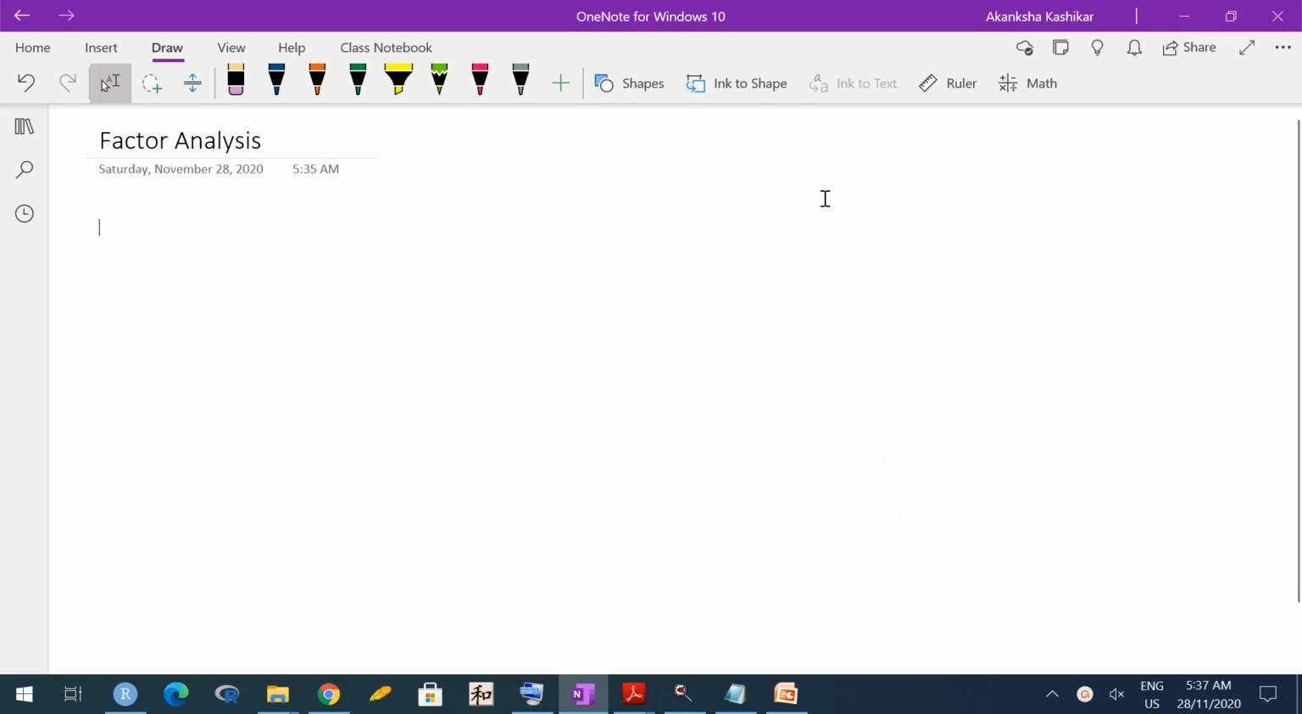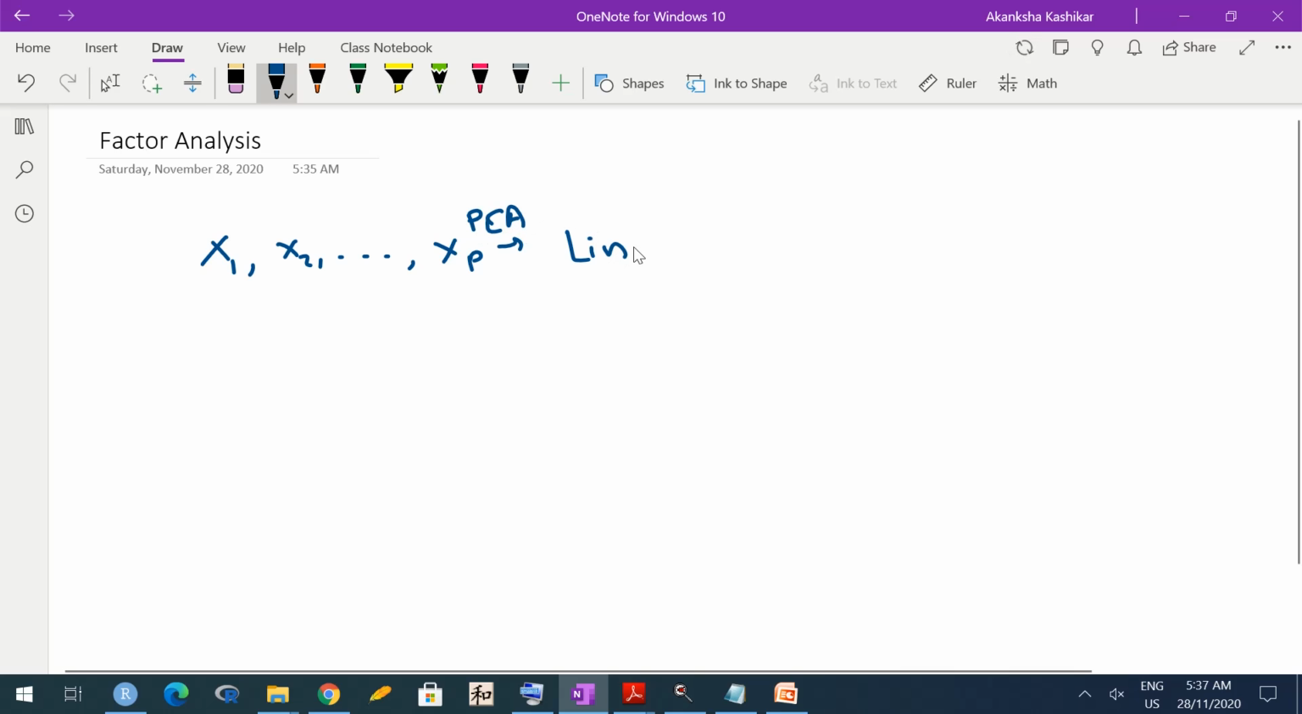So in PCA what we did was, we had some variables with us, say x1, x2, xp, and using those variables we tried to get some linear combinations which we called as principal components. Okay, and those linear combinations helped us in understanding the data more. Okay, but originally, of course, our variables of interest were the variables that we have recorded, that is x1, x2, xp.